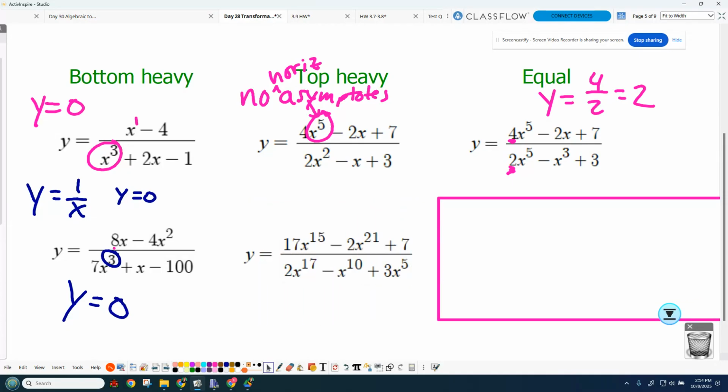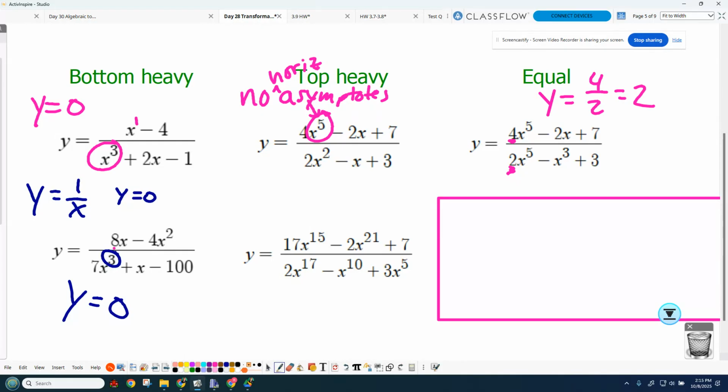All right. Why so many x's? It's top heavy. It's top heavy. 15 isn't big enough. Oh, she's so clever.